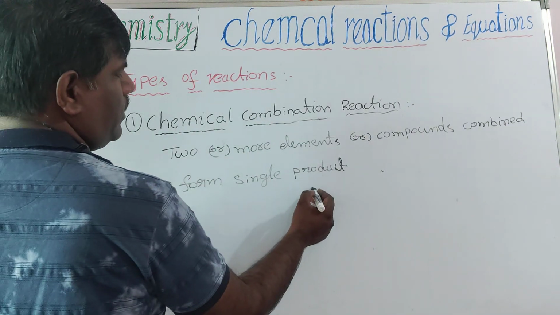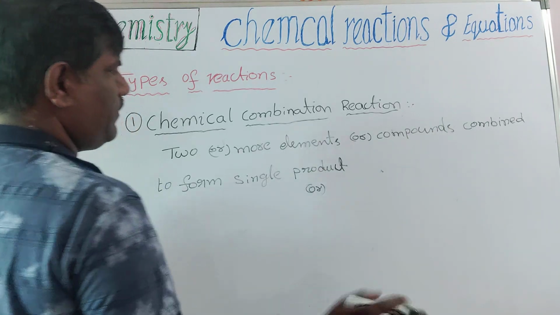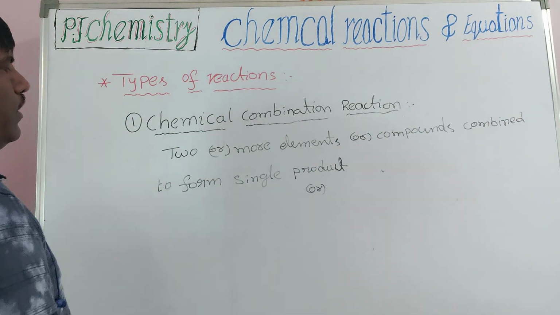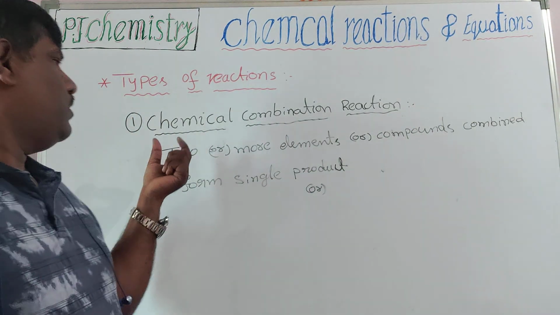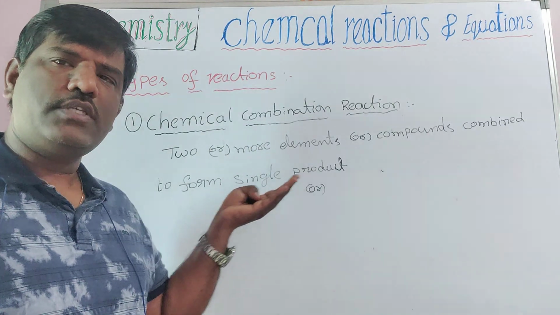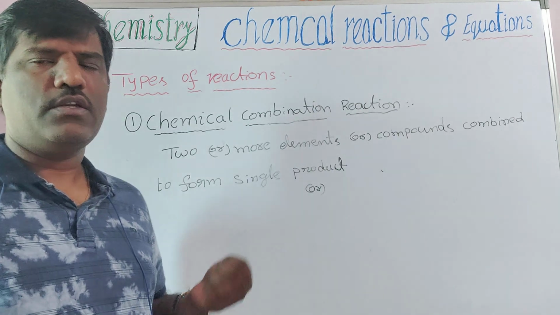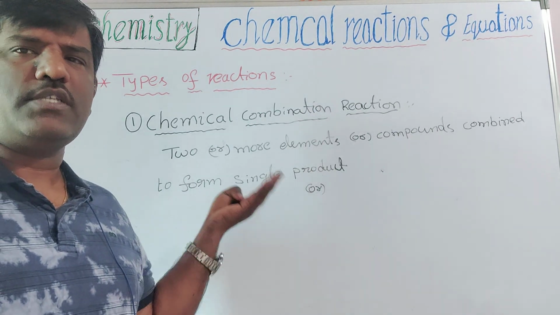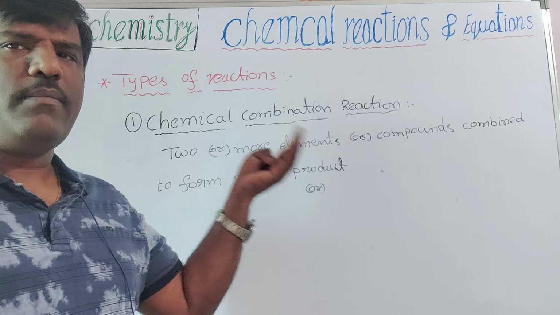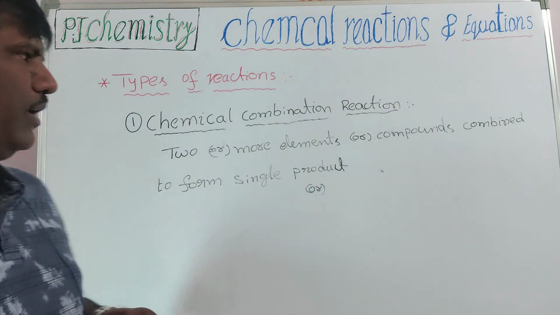Or another way, definitions can be given in different ways. As per your textbook definition, you follow. When two substances combine to form a single substance, like that also you can say. Substances means that may be elements or compounds. Combine to form a single product means a single substance. Like that also you can write.